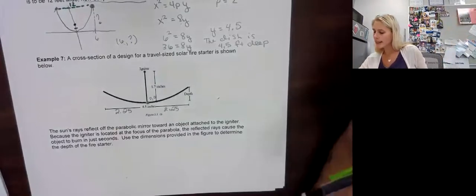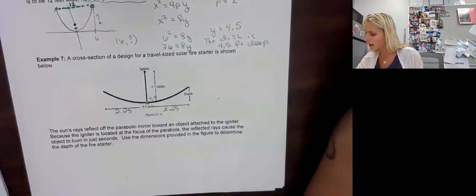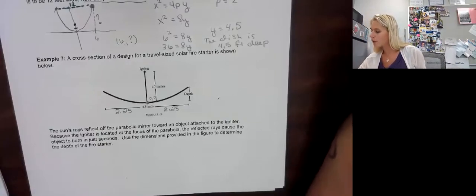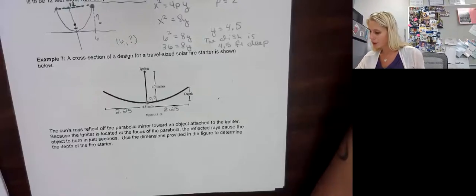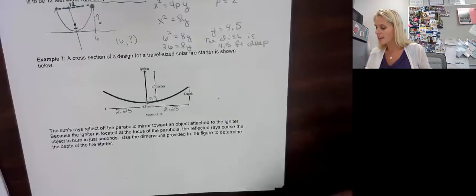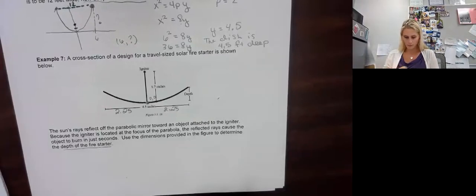The sun rays reflect off the parabolic mirror toward the object attached to the igniter. Because the igniter is located at the focus of the parabola, the reflected rays cause the object to burn in just seconds. Use the dimensions provided in the figure to determine the depth of the starter. Okay, here we go.